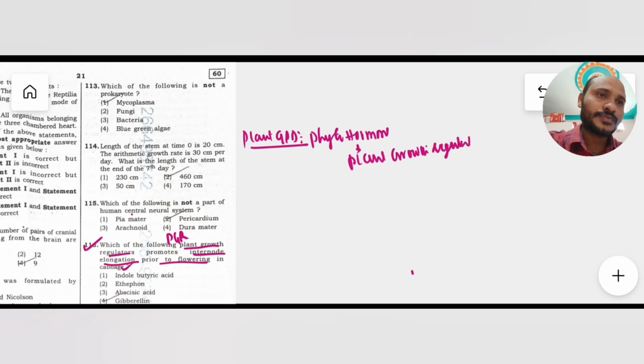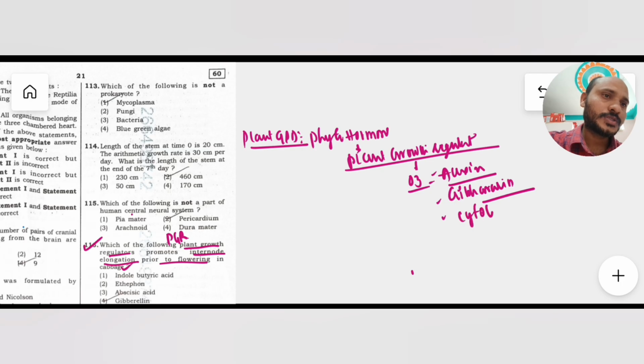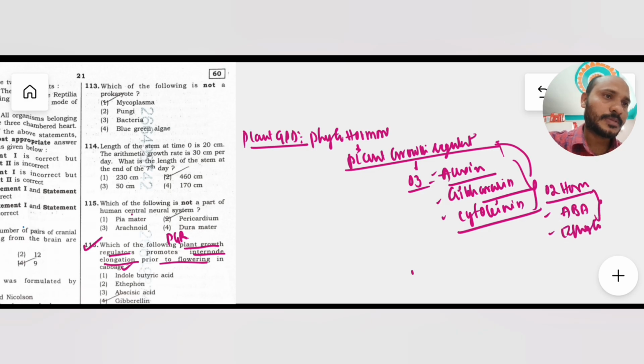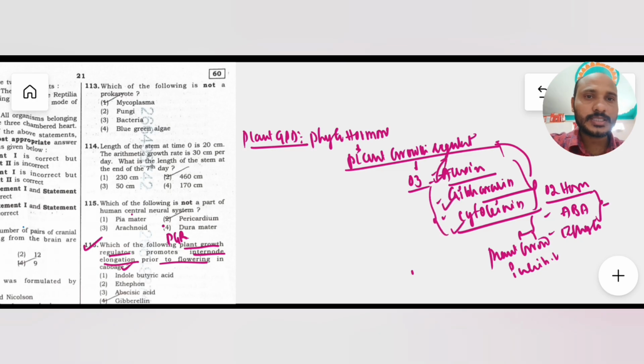Generally we have three important phytohormones that act as plant growth regulators: auxin, gibberellin, and cytokinin. These three are considered plant growth regulators, and the remaining two phytohormones, abscisic acid and ethylene, are plant growth inhibitor hormones. So here, since the question asks about plant growth regulators, we can remove the inhibitors.